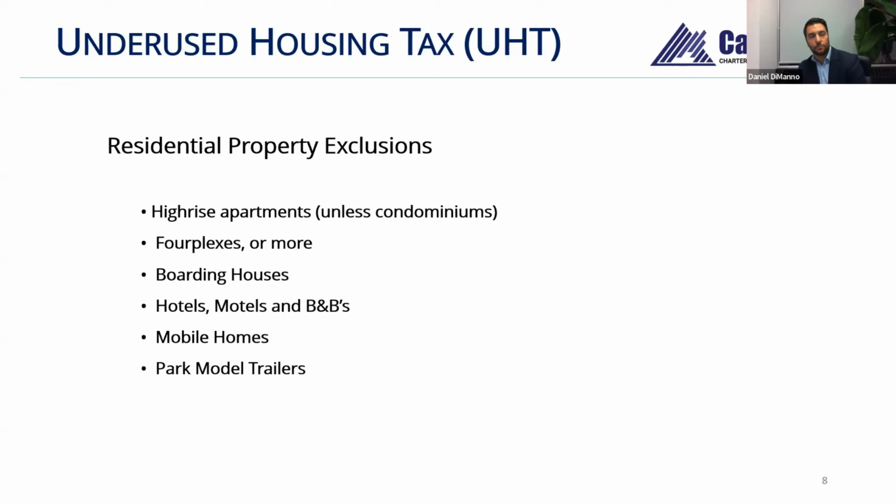I already mentioned a few of these, so I'll just go through a couple more in detail. What residential properties are excluded? Meaning, if you are an owner of these types of properties, you do not have to file a UHT return. High-rise apartments and multifamily units are exempt from filing the UHT return. Fourplexes, fiveplexes, and multiplexes are exempt. Boarding houses, hotels, motels, bed and breakfasts are exempt from filing, and trailer park homes and mobile homes are all exempt from having to file a UHT tax return.